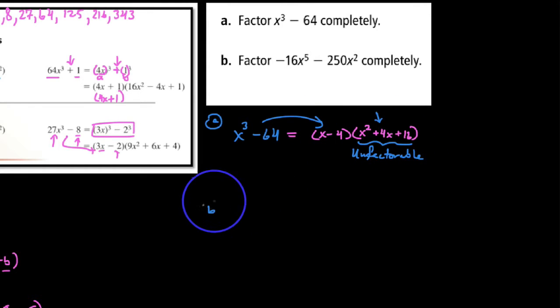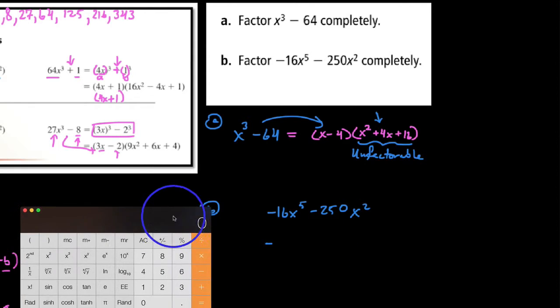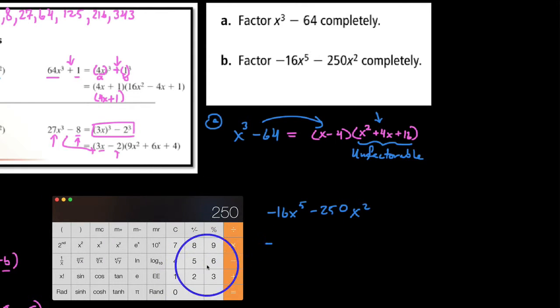So letter B, we're going to make quick work of this one. We say negative 16x to the 5th minus 250x to the 2nd, factor it completely. Well, the first thing we check for is the greatest common factor. I notice this doesn't look like cubes, so something's up with it. So let's factor out the negative. I'm guessing that 16 is a factor of 250, and we can certainly check this. We can say 250 divided by 16. Now, I might be guessing wrongly here. I am guessing wrongly.